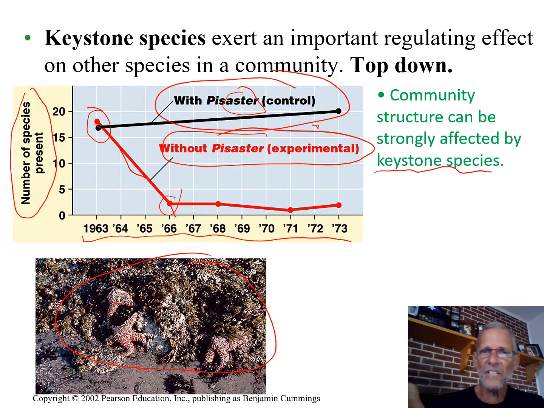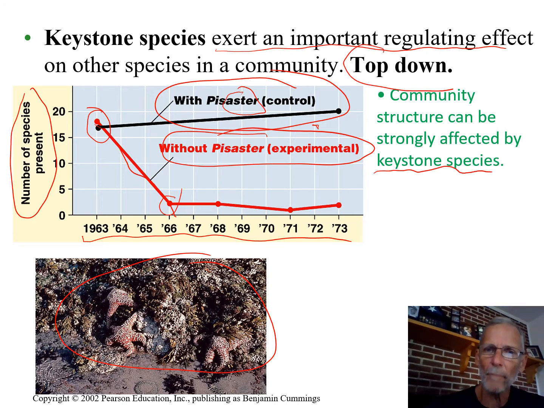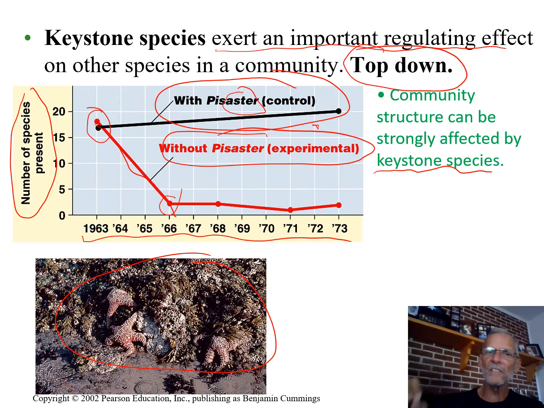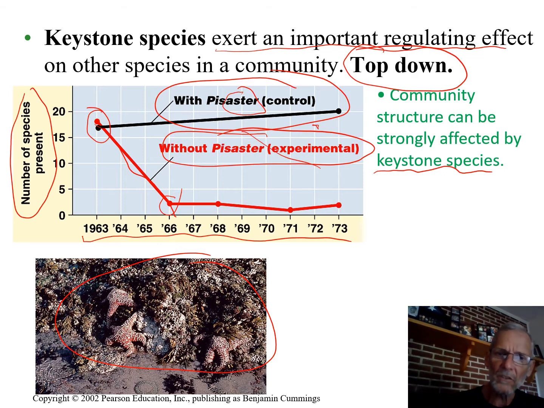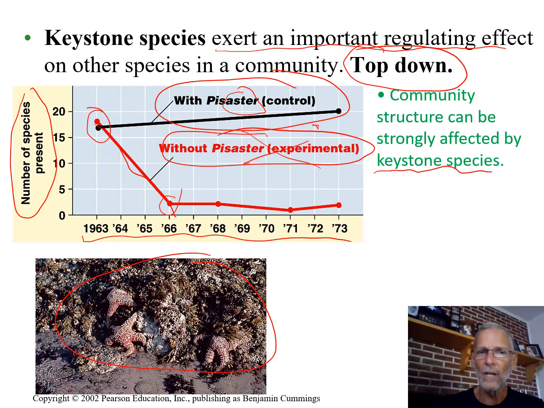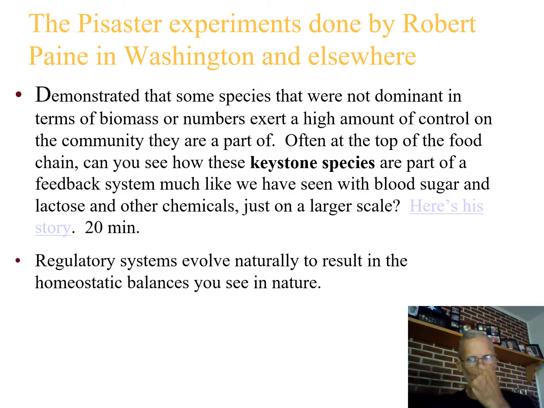That means these exert an important regulating effect on other species in the community, the ones at the top, the top predators. The wolves are going to be a classic story in places like Yellowstone National Park. This kind of regulation is called top down. What happens if something knocks these guys out, like an experimenter picking them up? It starts the dominoes falling to affect all the ones below it in this case. Okay, so this was Robert Paine in Washington and elsewhere.